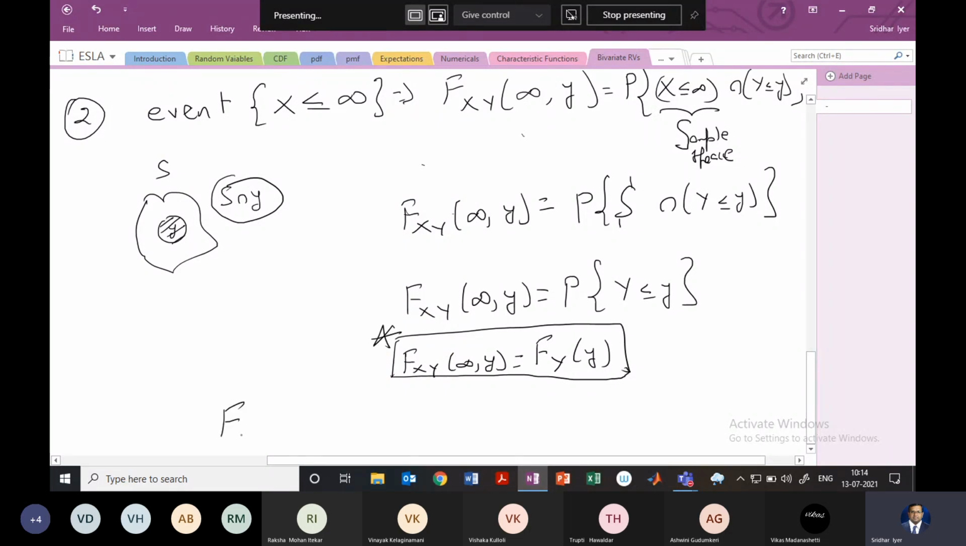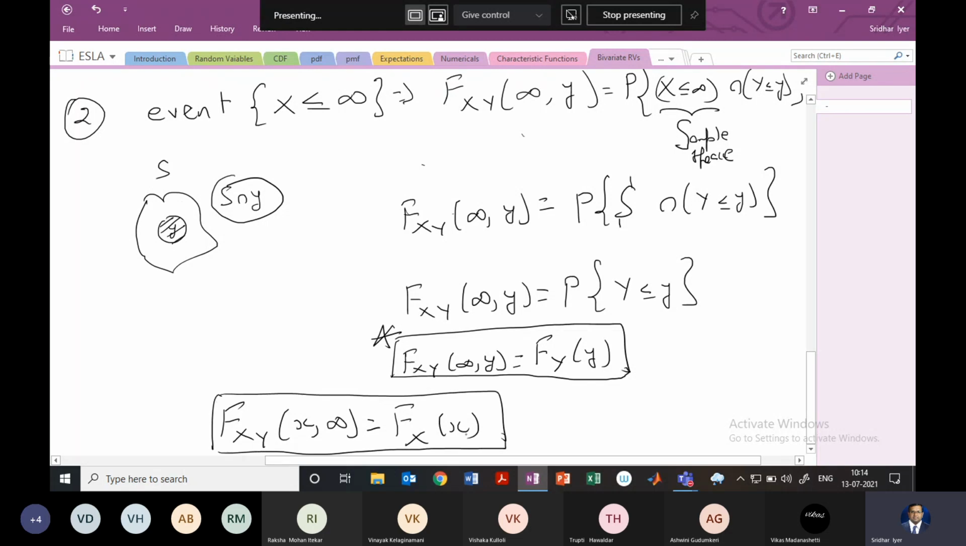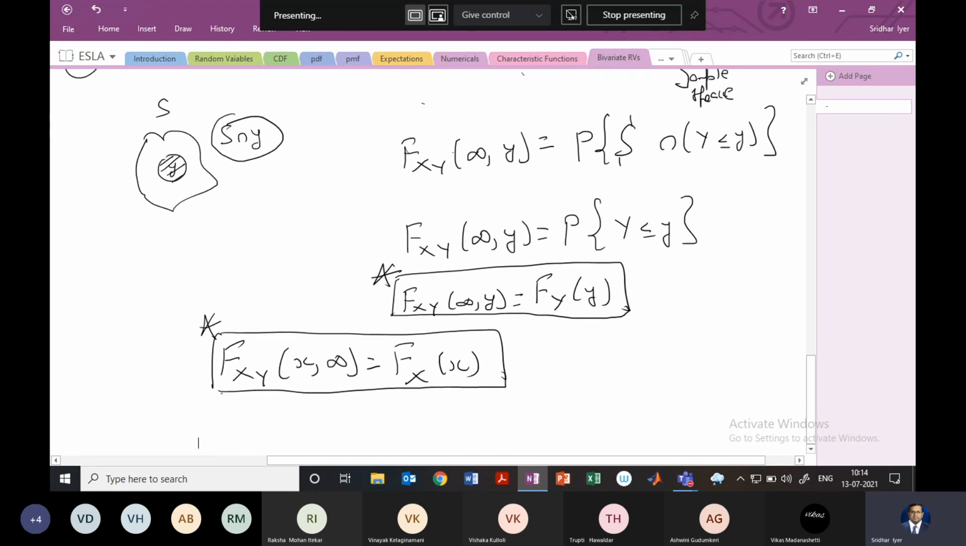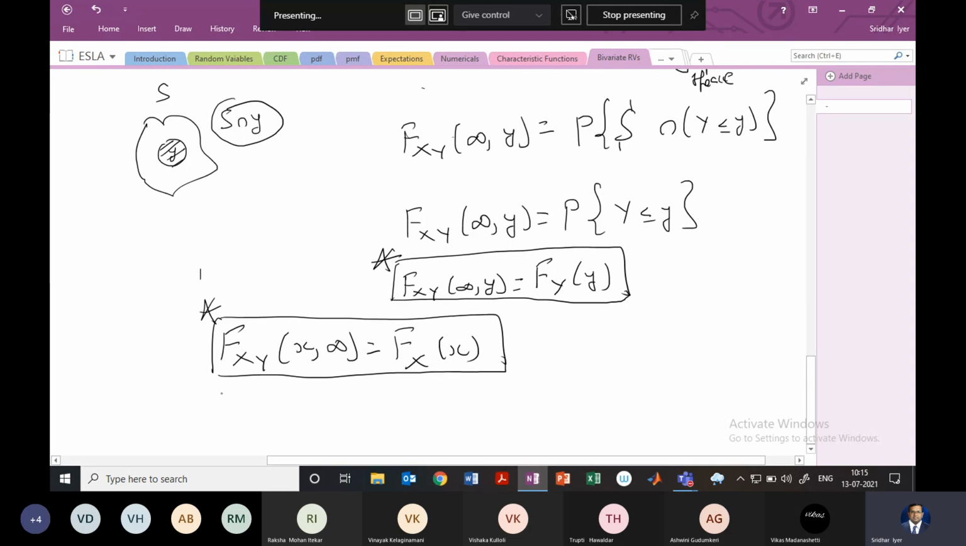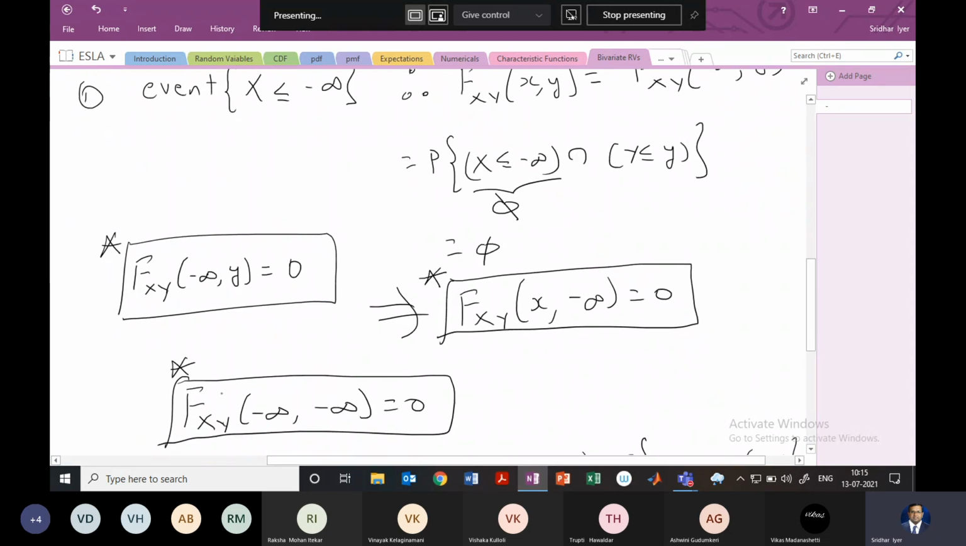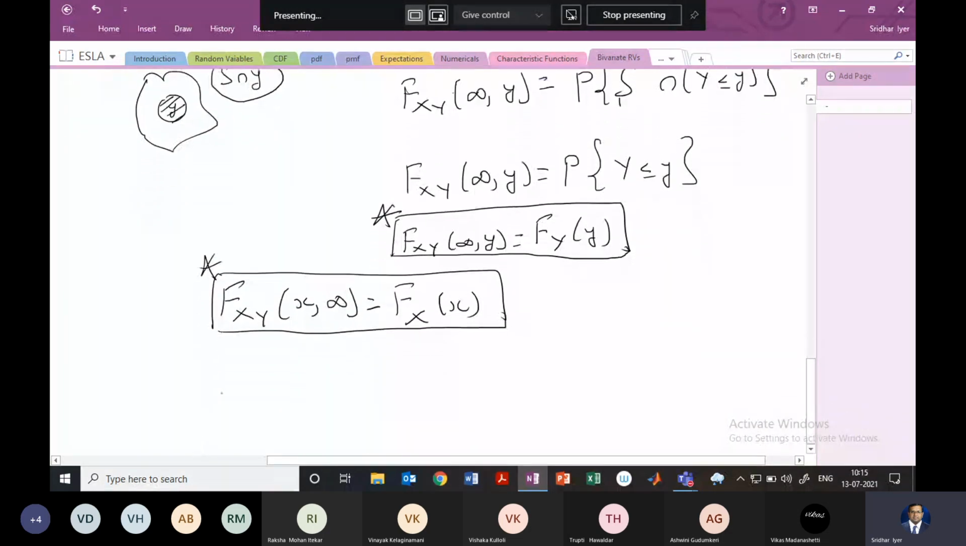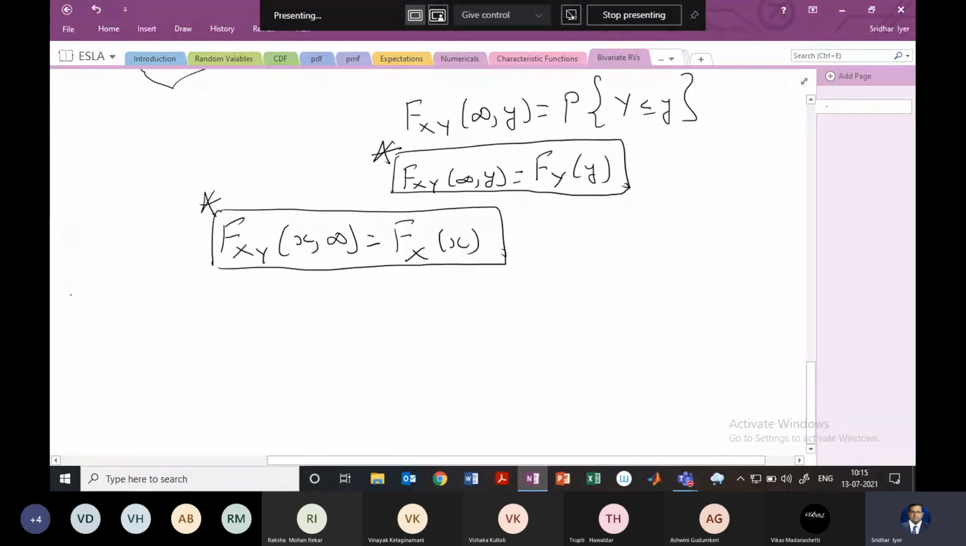Okay. Similarly, Fxy of x comma infinity, it's very easy to understand, will be nothing but Fx of x. So when y is an event infinity, then its intersection with the sample space is just going to give us x, which is the value, right? So these two are very, very important properties. Again, in many books, these properties will be given as separate properties. I've just given you as a single property, right? So overall, we have done 5 properties, but I have only written them in format of 2. Okay. And then we have a third property, right?